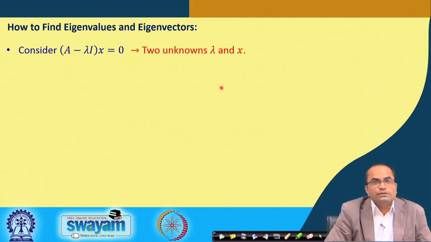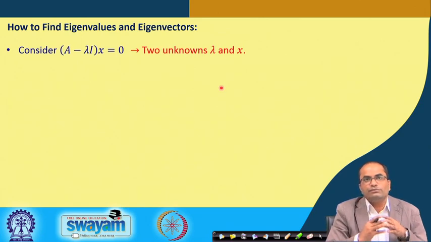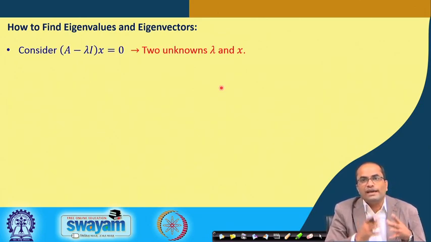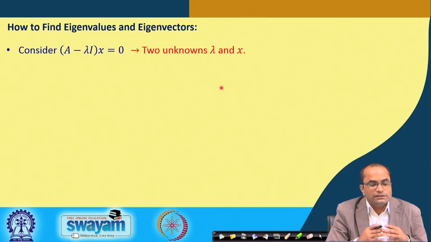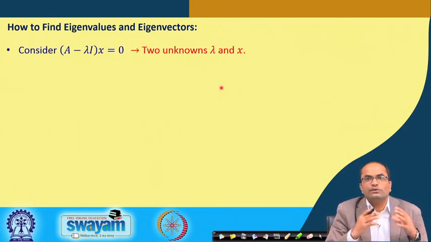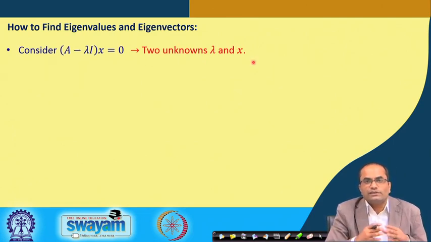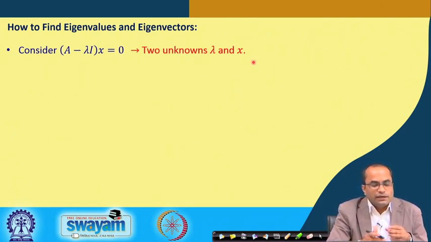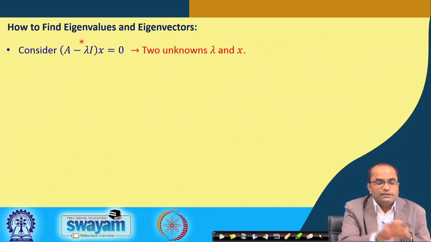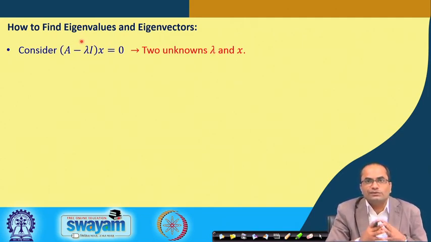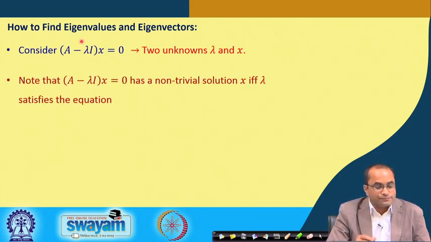And there are two unknowns here: we need to compute lambda, and also we need to compute x. There is one equation here, A minus lambda I x is equal to 0, or a system of linear equations, and we have these two unknowns, lambda and x. So, how do we compute these two unknowns so that they satisfy this equation? The lambda is a scalar and x is a vector whose number of components will be exactly n if the matrix A is an n cross n matrix.